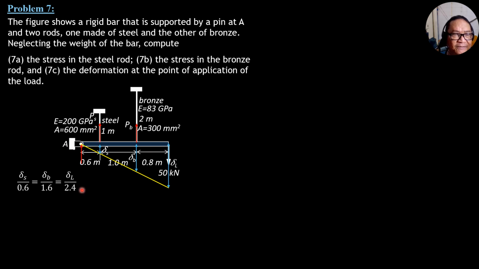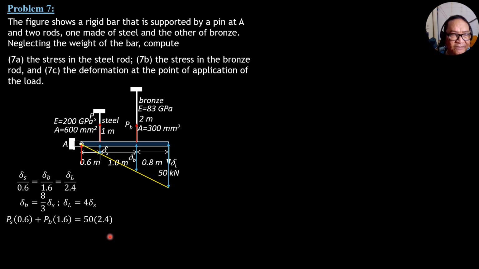So that deflection under the load is 4 times deflection of the steel rod, and deflection in the bronze rod is equal to 8/3 of the deflection of the steel rod. So you have expressed deflection in the bronze rod and under the load in terms of the deflection of the steel rod. Then summation moment about A for the equation: P sub S times 0.6 plus P sub B times 1.6 equals 50 times 2.4.